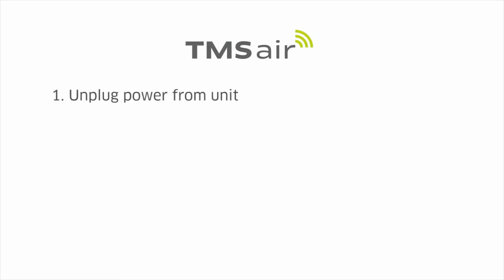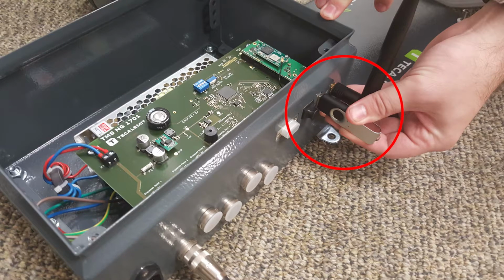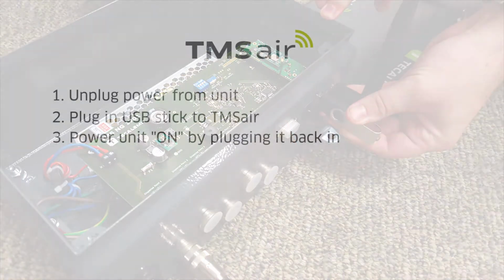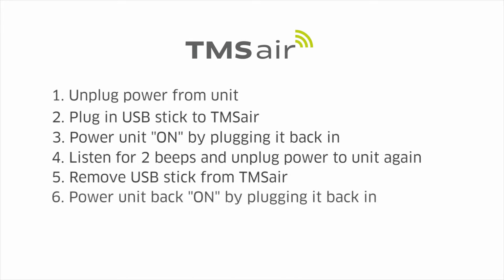Then you want to walk over to wherever your TMSair unit is located and unplug the power from that unit. You want to plug this USB stick in here. We're going to go ahead and put a picture up here so you can see where you should be plugging it in. Once you plug the USB stick in, you can power the unit back on by plugging it back in. You should hear 2 beeps. At that point, you want to unplug the power to the unit again, take the USB stick back out, then plug the unit back in.